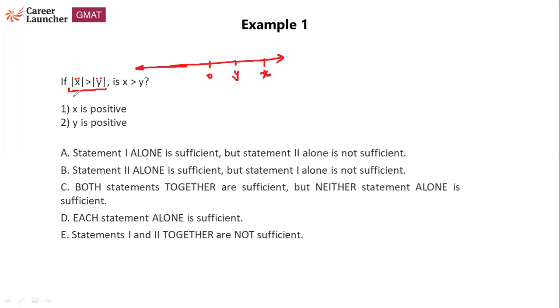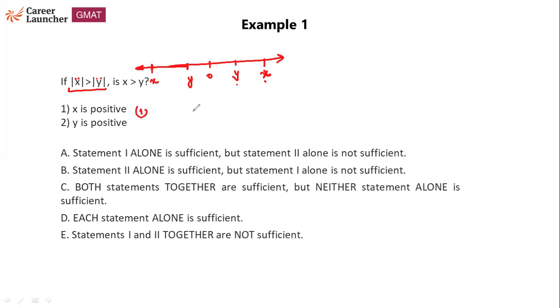Why? Because x modulus is greater, right? So what does it mean? That x is far away from the origin as compared to y. x could be positive or x could be negative, far away. Similarly, y could be positive or y could be negative, closer to the origin. So this is the given part.